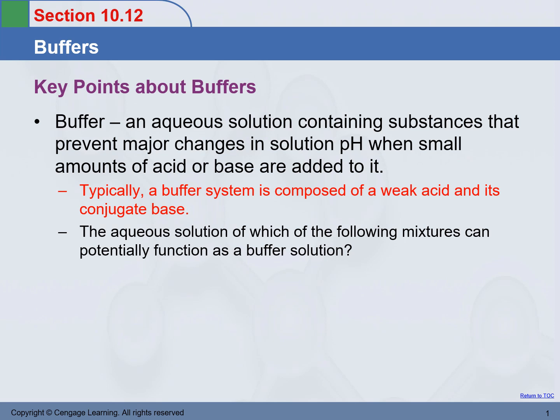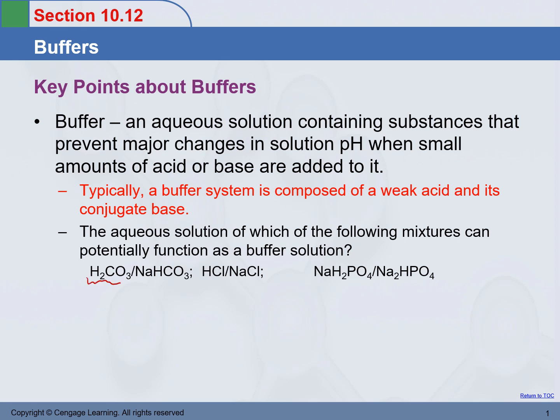So here is the practice. The aqueous solution of which of the following mixtures can potentially function as a buffer solution? All right, we are given three different kinds of mixtures. We need to identify if this mixture potentially can be a buffer system. Well, what do we need to do? We need to figure out if the mixture includes a weak acid and its conjugate base. So let's look at the first one together.